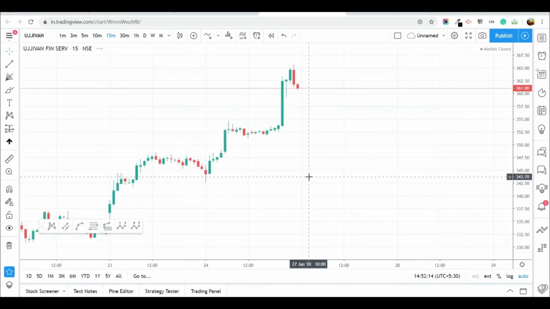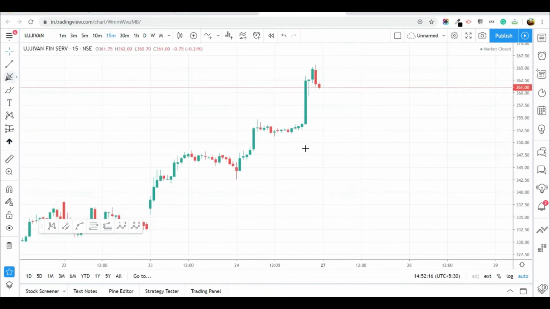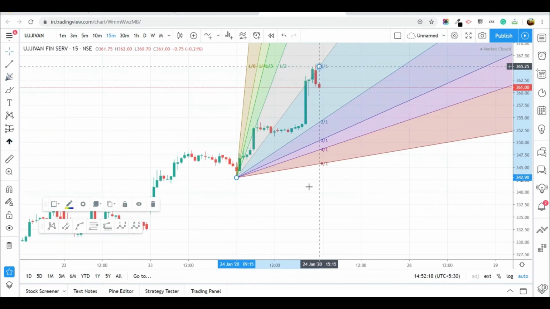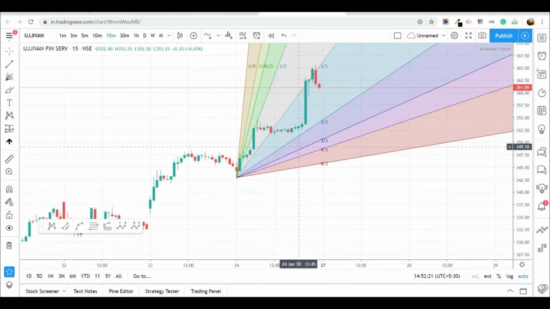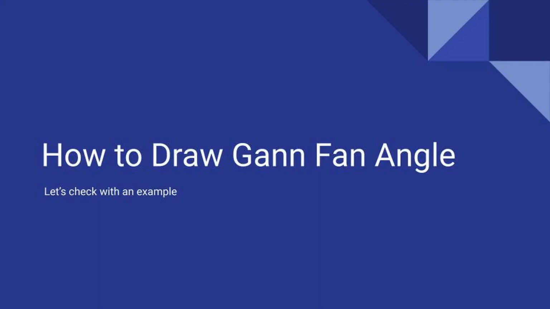Let's check in the 15 minutes. See, it is moving around 1. So this is called an ideal balance of market. So it doesn't make any sense. It is just blabbery of talk, and you cannot figure out anything out of that also.